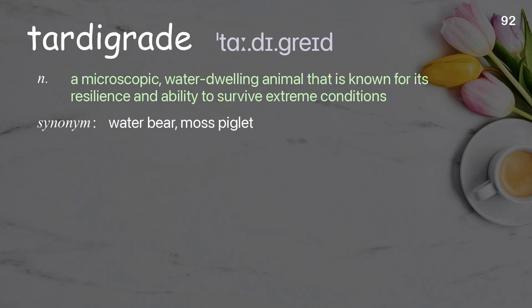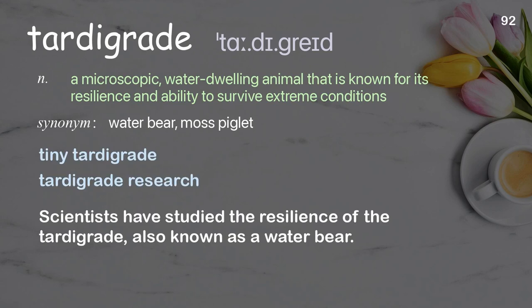Tardigrade. A microscopic, water-dwelling animal that is known for its resilience and ability to survive extreme conditions. Examples: tiny tardigrade, tardigrade research. Scientists have studied the resilience of the tardigrade, also known as a water bear.